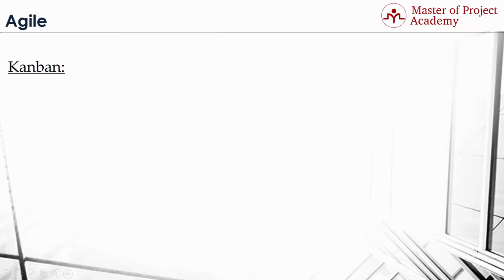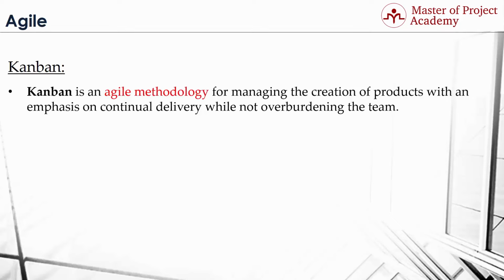Kanban. The name Kanban originates from Japanese and means roughly a signboard or billboard. From an Agile methodology point of view, Kanban is an agile methodology for managing the creation of products with an emphasis on continual delivery while not overburdening the team. Kanban is a new technique for managing a software development process in a highly efficient way.